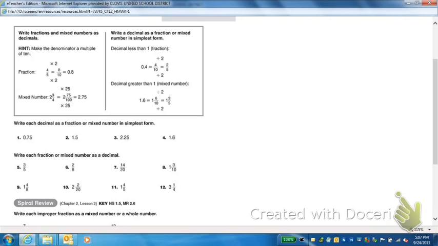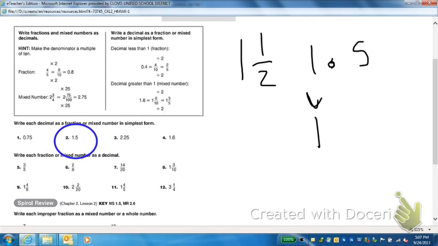So let's take a look at number 2. 1.5, that should be easy. 1 and a half. Because that's going to be 1. That's 5/10, and when you reduce it, you get a half.